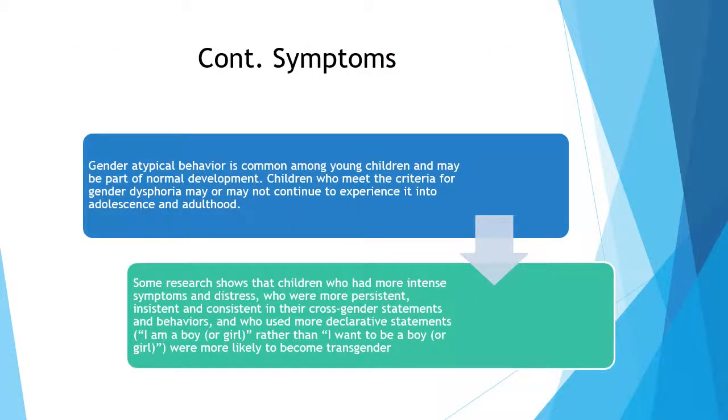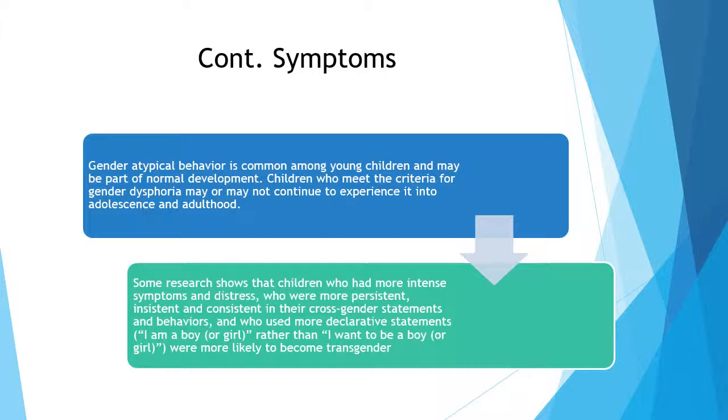On this page, there's a continuance of symptoms for a person who has been diagnosed with gender dysphoria. Gender atypical behavior is common among young children and may be part of normal development. Children who meet the criteria for gender dysphoria may or may not continue to experience it until adolescence and adulthood.